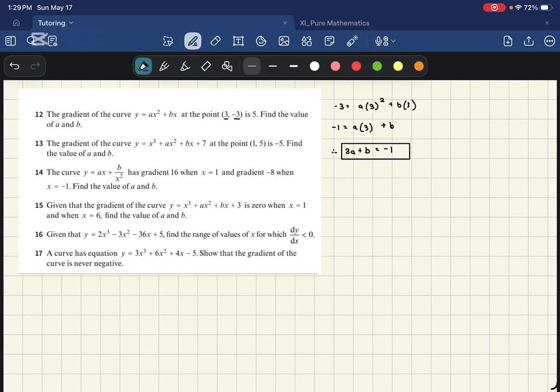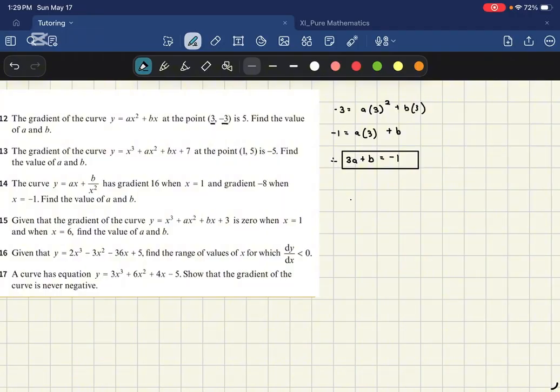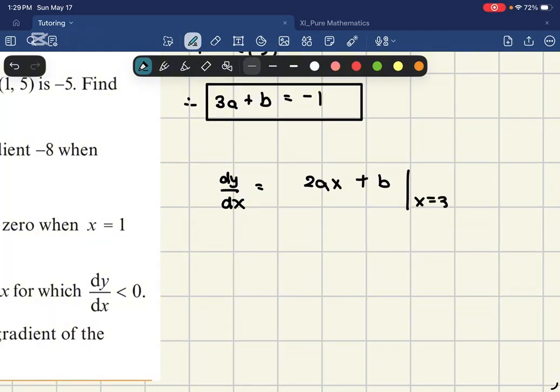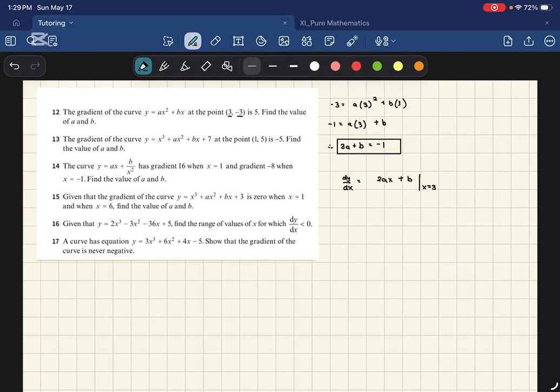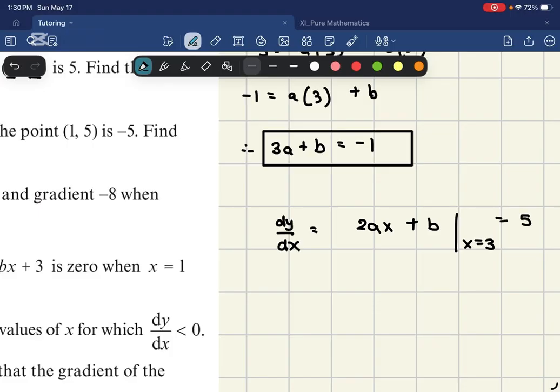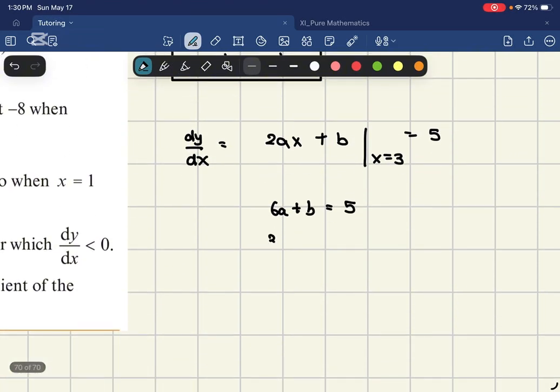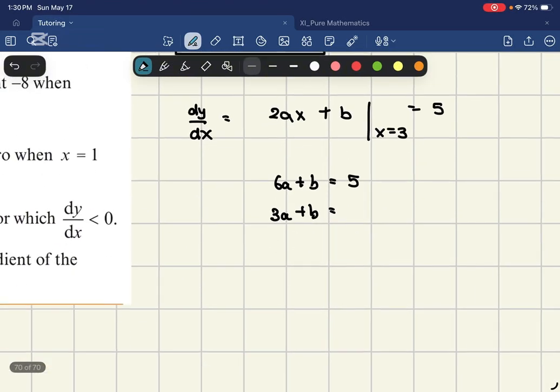And it says that the gradient at this point is 5. So now let's find dy by dx. It's going to be 2a times x to the power 2 minus 1, which is 1, plus b times the derivative of x, which is just 1. Alright, and when x is equal to 3, this whole expression is equal to 5. So if I substitute 3 here, I get 6a plus b is equal to 5. And we know that 3a plus b is equal to minus 1.